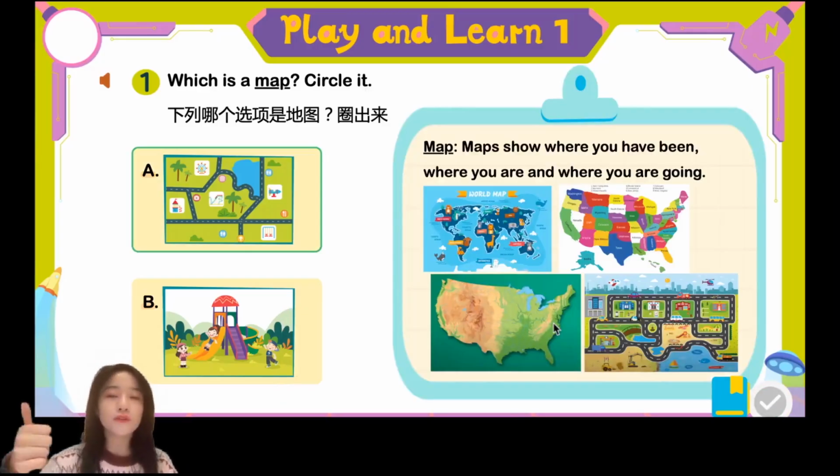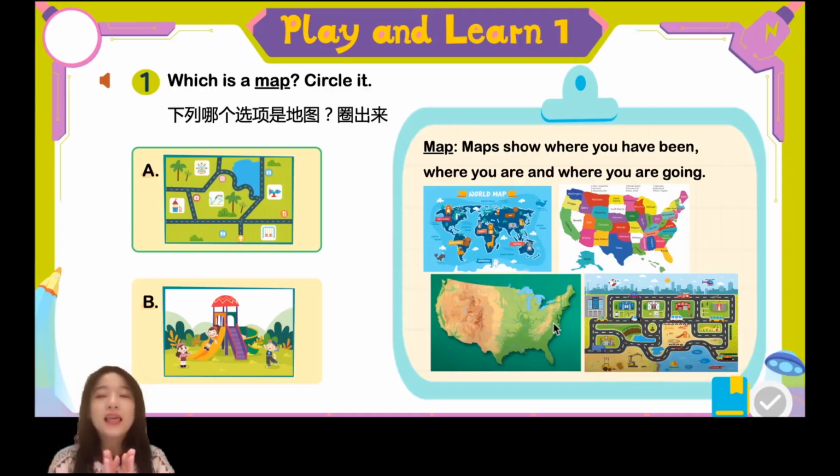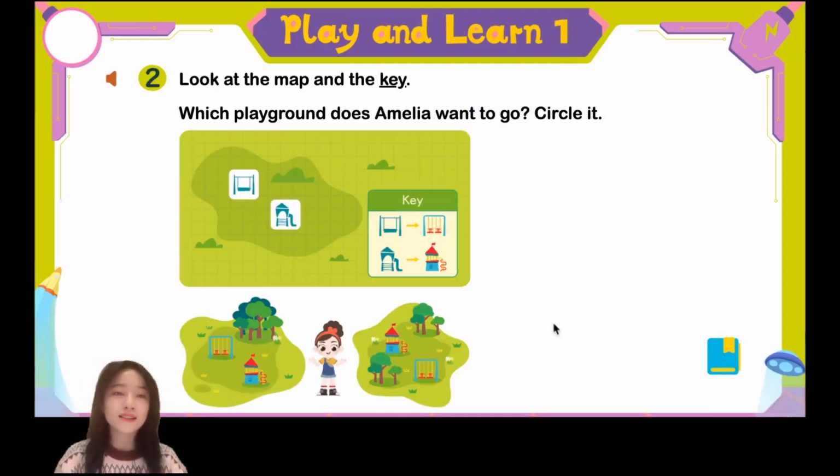So for the first part, a map shows where you have been, where you are, and where you are going. That is a kind of route or guidance for us to refer to. So now let's look at the map below and the key, because on every single map, there will be some directions for us to follow. Which playground does Amelia, the little girl, want to go to?